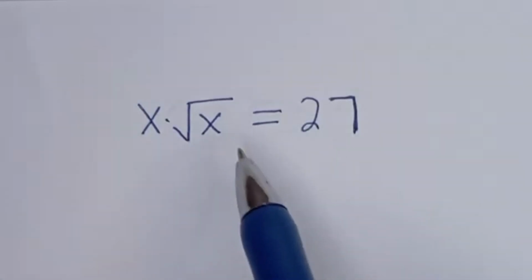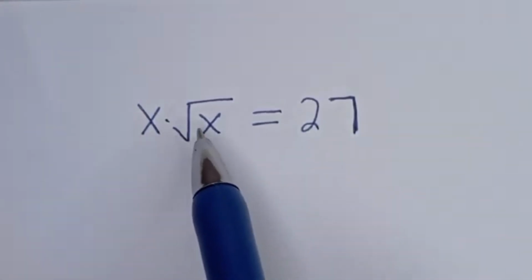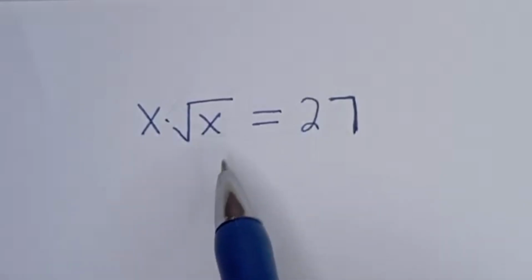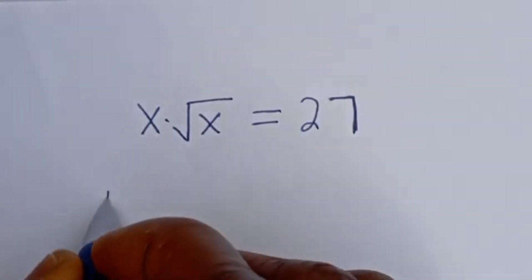Hello, how to solve for s in this equation? S multiplied by root of s is equal to 27. We're going to solve this equation using two methods. Then let's consider the first method.